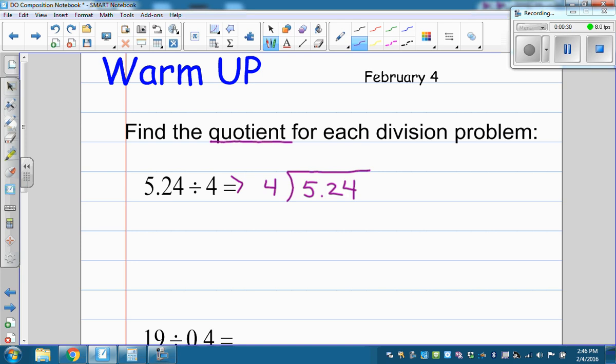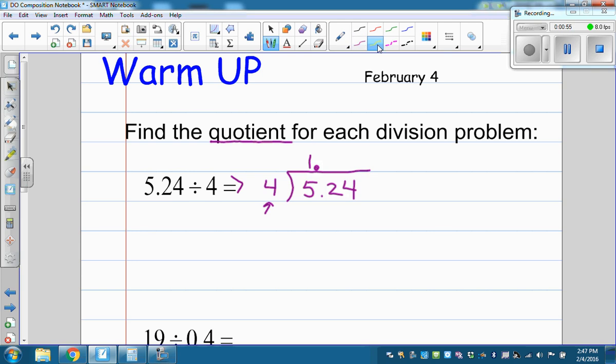If there's no decimal outside, then just put the decimal from inside straight up, and then do an estimate. 4 goes into 5 one time, so your answer has to be 1 point something. But it's not going to be 2, because 5 is smaller than 8. So you've got to pick the right number when you do long division.